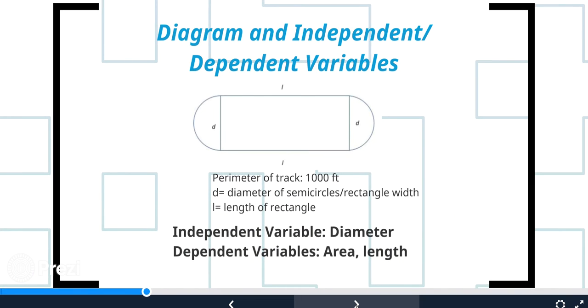This is a diagram of the problem. So the given information is the perimeter of the track is 1,000 feet. And since we are solving for the area of the stadium in terms of diameter, your independent variable will be diameter, and your dependent variables will be the area and the length of the stadium.